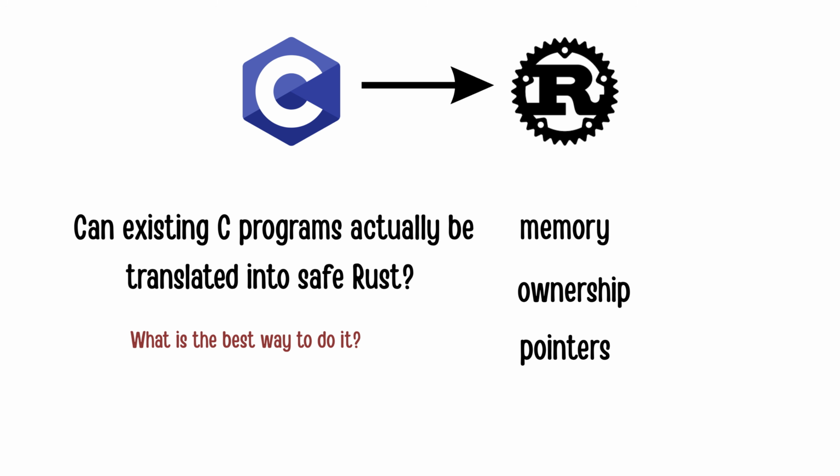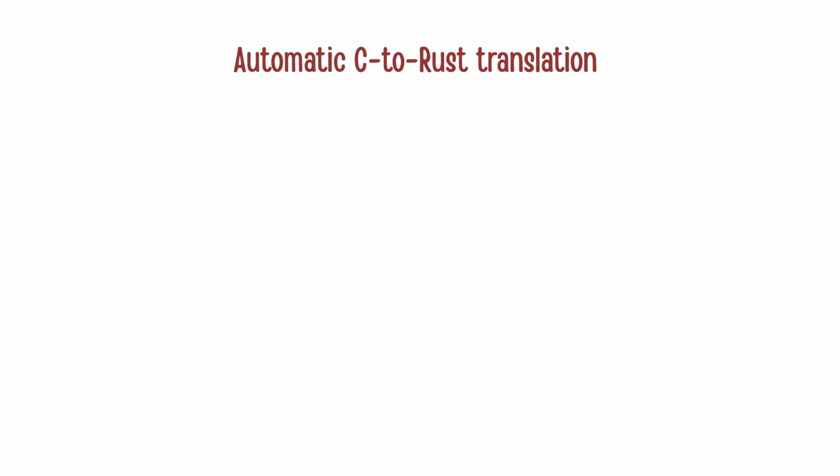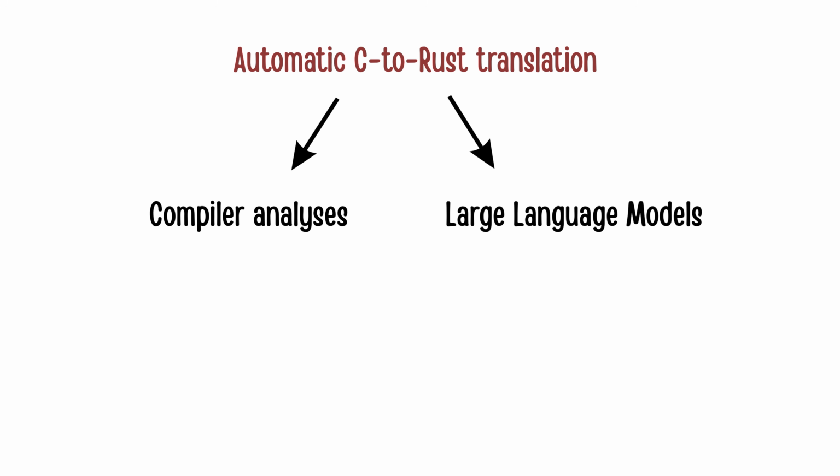In recent years, researchers have proposed automatic C to Rust translation techniques. Some rely on compiler analyses, while others use large language models. But despite all this progress, these tools still struggle. Static analysis-based approaches can safely convert only a small fraction of C pointers into Rust references, and even modern LLM-based systems successfully translate fewer than half of the relatively small C programs they are tested on.